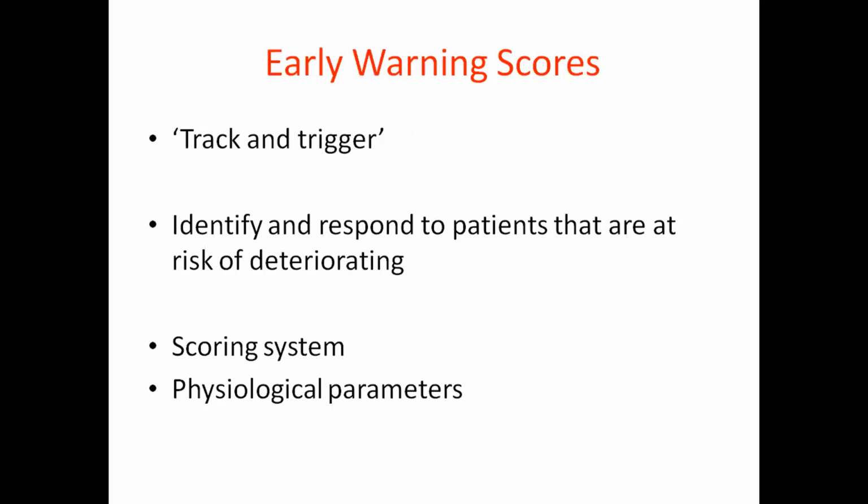Most commonly, the track and trigger score that you'll be aware of is the National Early Warning Score. This was introduced in about 2012 and updated in 2018. It's used across the country, including with ambulance services. Some trusts, including Oxford, use slightly different track and trigger scores, but for the purposes of today, we're going to go over the National Early Warning Score, and in particular the second version.